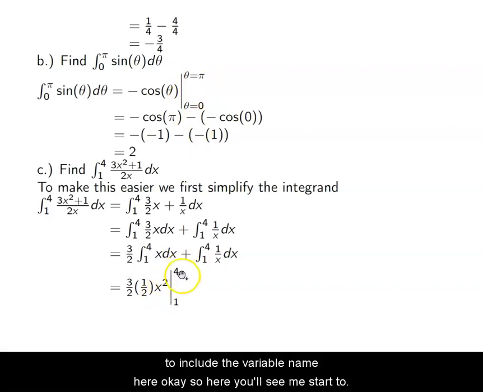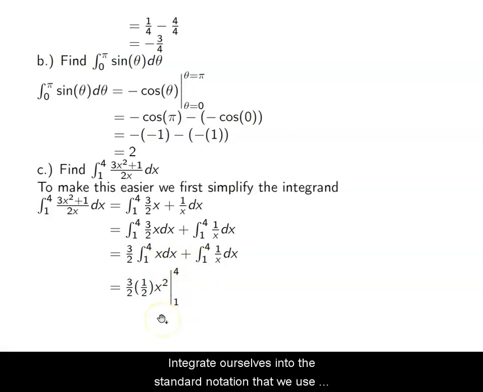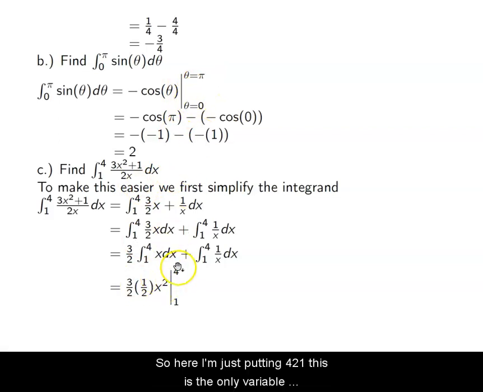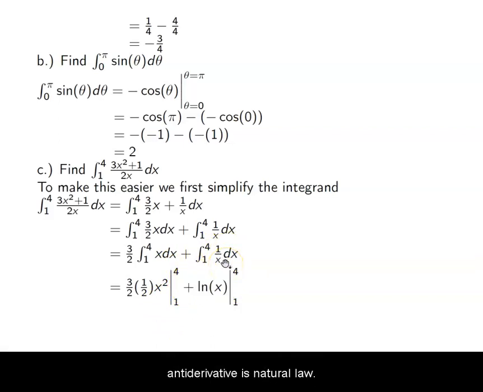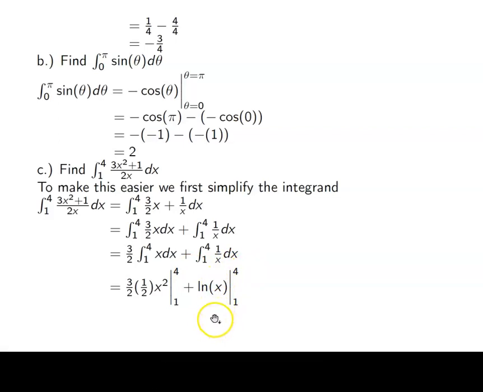Okay, so here you'll see me start to slowly integrate ourselves into the standard notation that we use when we don't need to be very, very specific, right? So here I'm just putting 4 to 1. This is the only variable present, so it's assumed that that's the variable that I'm evaluating from 4 to 1. Here I'm going to add to that this integral, right? So the antiderivative is natural log, and I'm going to evaluate that from 4 to 1 as well. I don't have to put x because x is the only variable present.